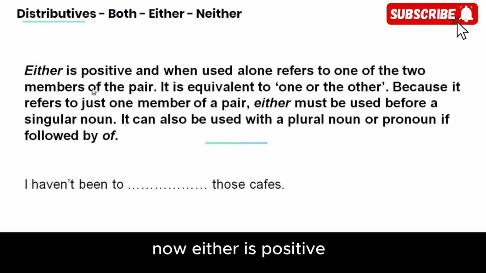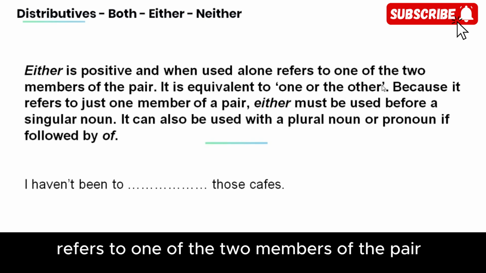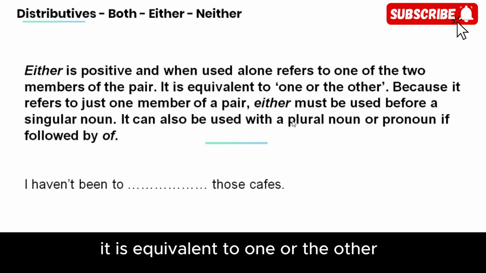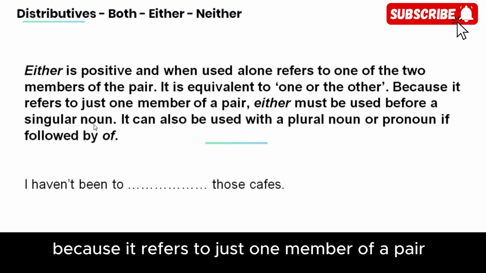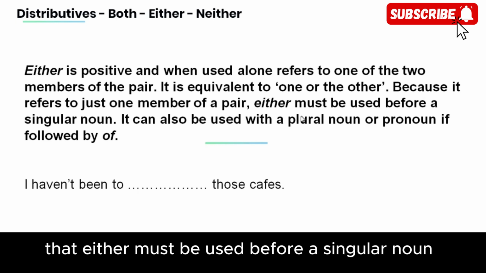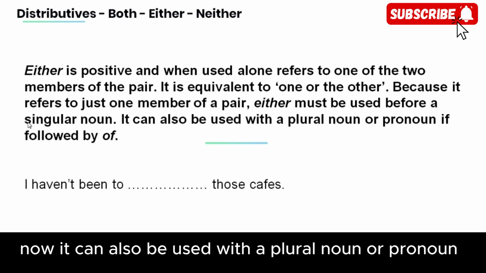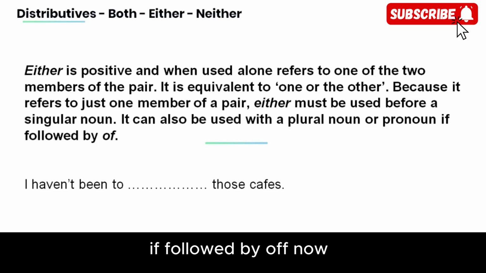Now, either is positive, and when used alone refers to one of the two members of the pair. It is equivalent to one or the other. Because it refers to just one member of a pair, remember that either must be used before a singular noun. Now, it can also be used with a plural noun or pronoun if followed by of.